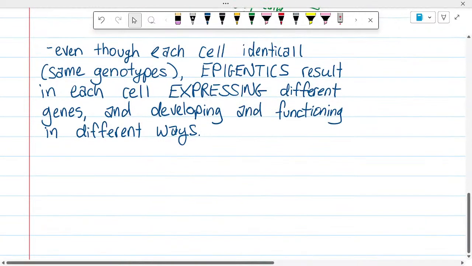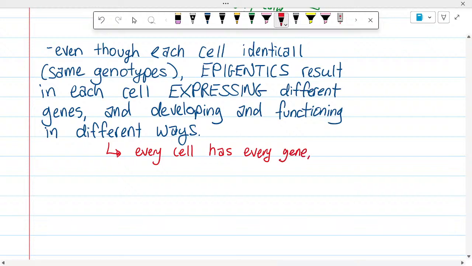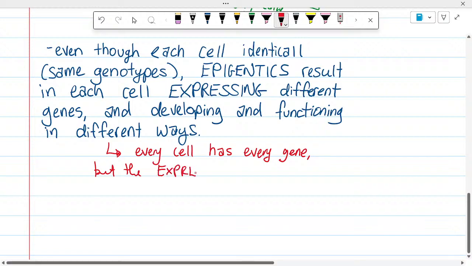Anyway, so this is the basic idea, and I'm just going to restate that. Every cell has every gene, but they express only the genes they need. And express is just a fancy way of saying they use.